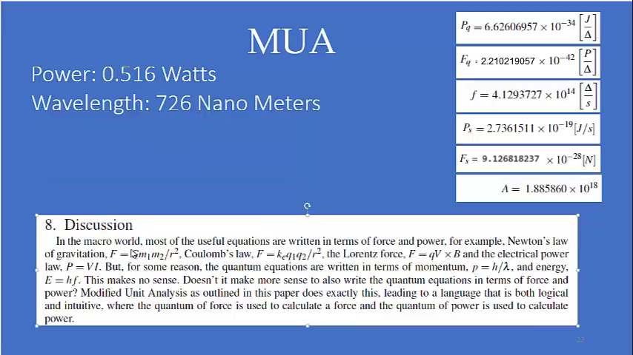So in the macro world, most of the useful equations are written in terms of force and power. For example, Newton's law of gravitation, Coulomb's law, Lorentz force, F equals QV cross B, and electrical power, power equals voltage times current. But for some reason, the quantum equations are written in terms of momentum, P equals h over lambda, and energy, E equals hf. This makes no sense. Doesn't it make more sense to also write the quantum equations in terms of force and power?